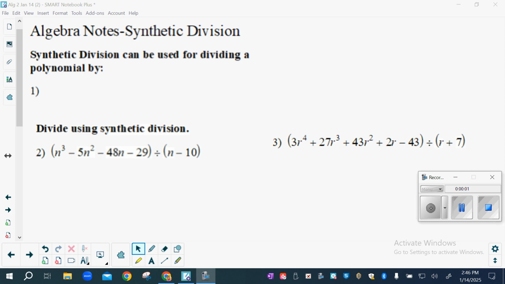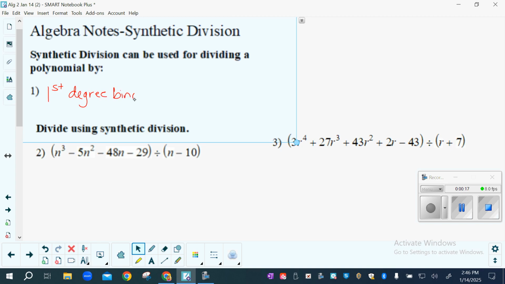Easier way, but it's only for certain scenarios, okay? So you can use synthetic division for dividing by a first degree polynomial. Sorry, binomial, first degree binomial.